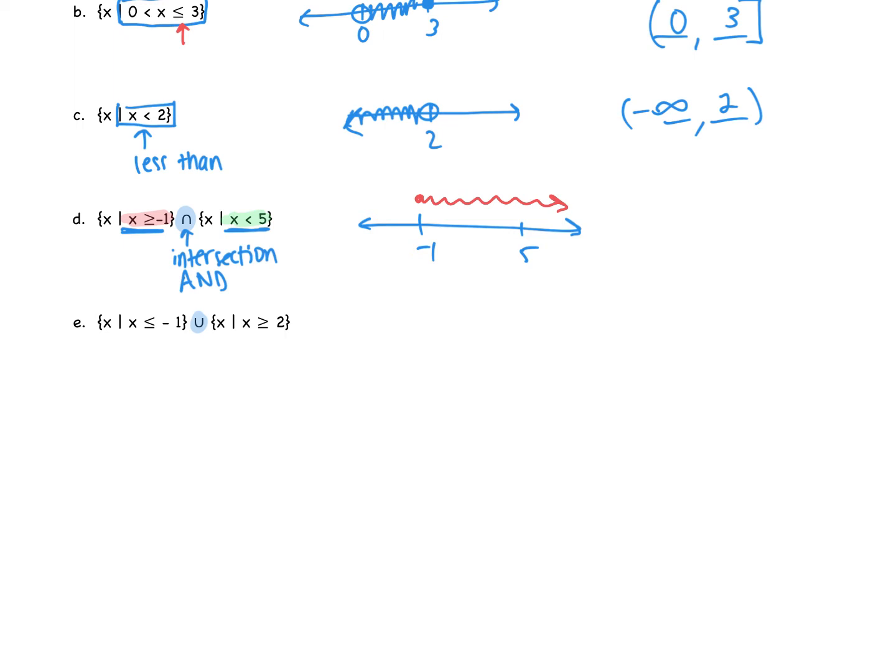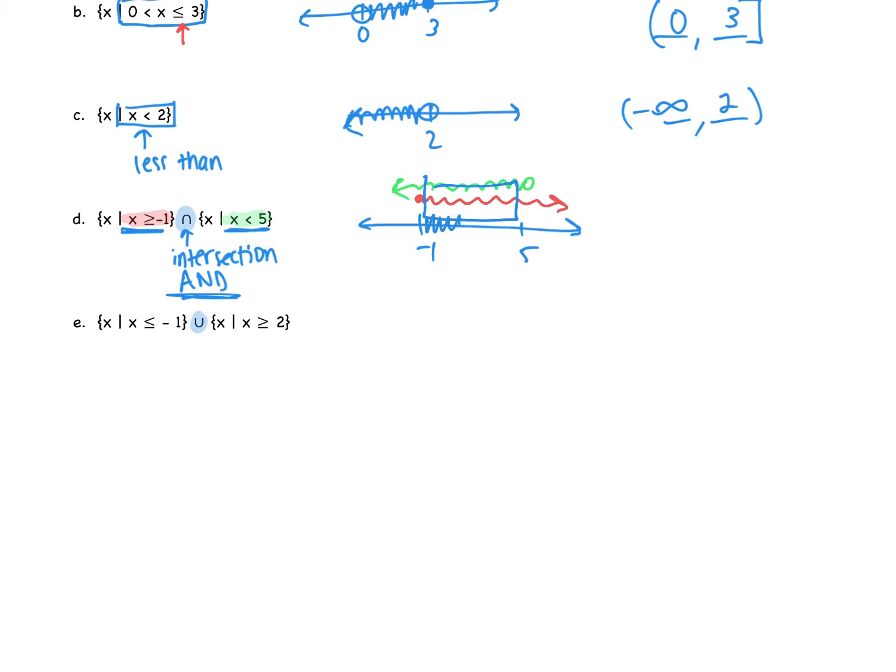Then the one in green, x is less than 5. So not included, so it gets an open circle. And it's everything less than that. That is not our answer. That is just work to help us find our answer. Our answer is where both inequalities are true. So here is where both inequalities are true.